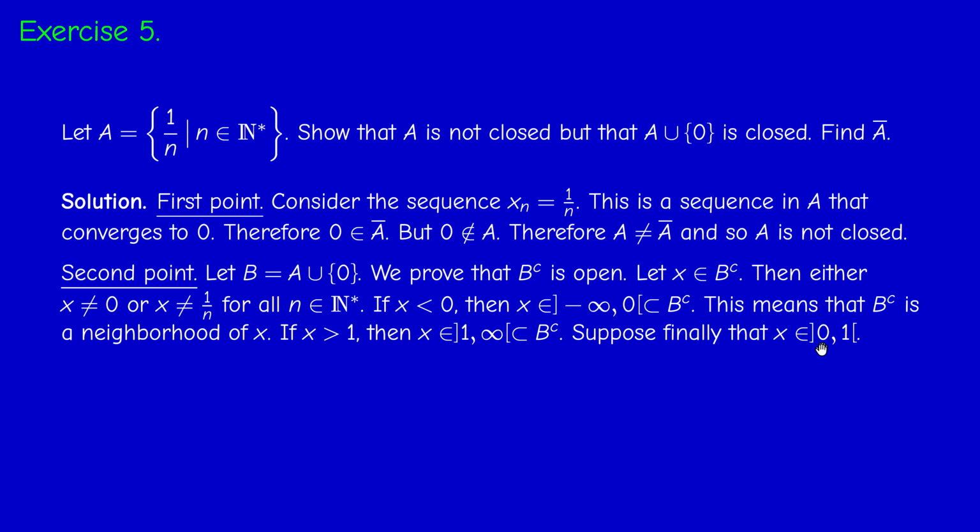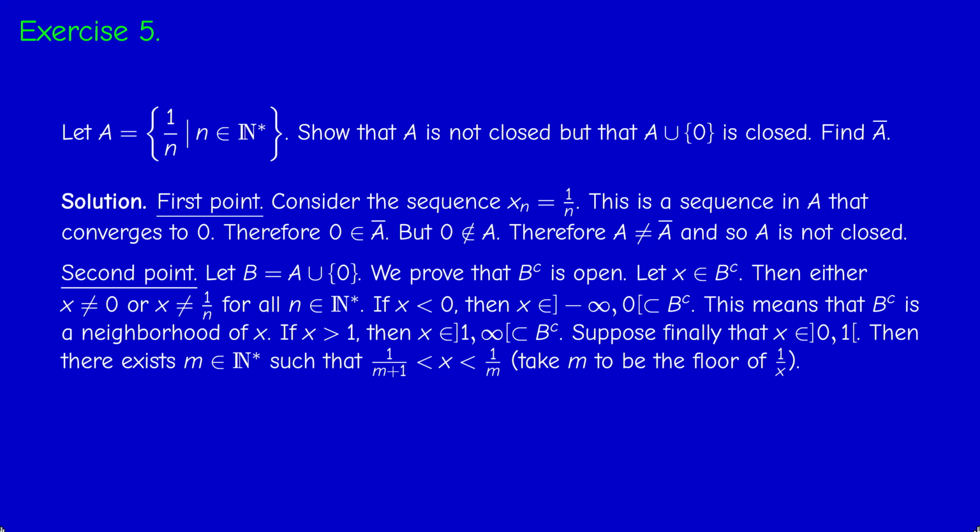Now, what if x is strictly between 0 and 1? Of course, I have to remove 0 and 1, because x is different from 0 and it cannot be equal to 1: if I take n equal 1, x is different from 1. So it's strictly in between, because 0 and 1 belong to B. It cannot be in BC.